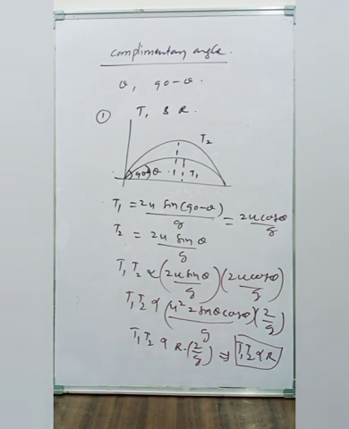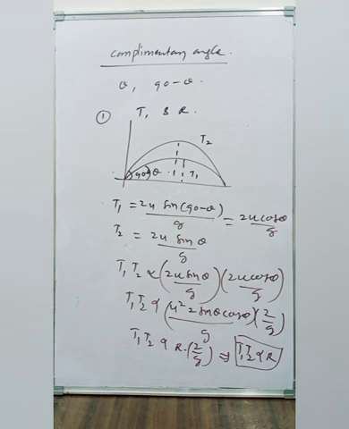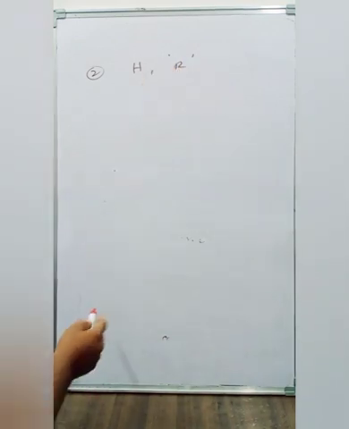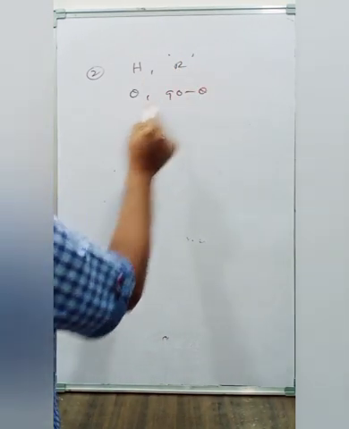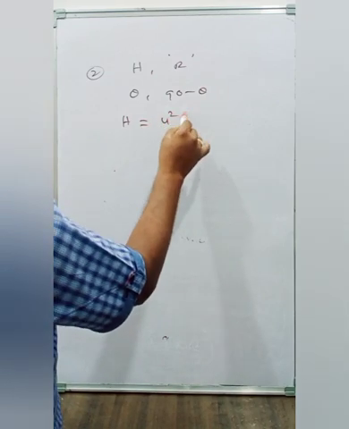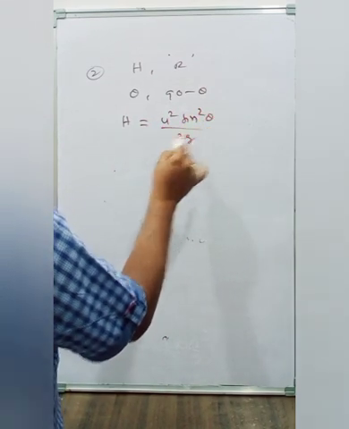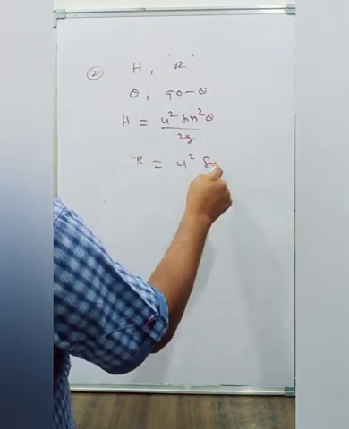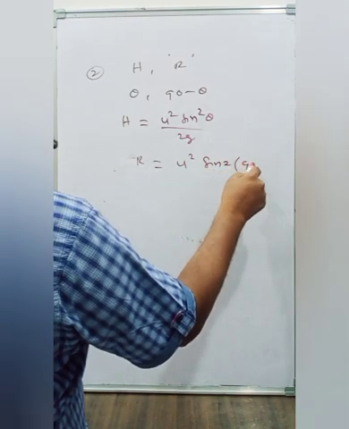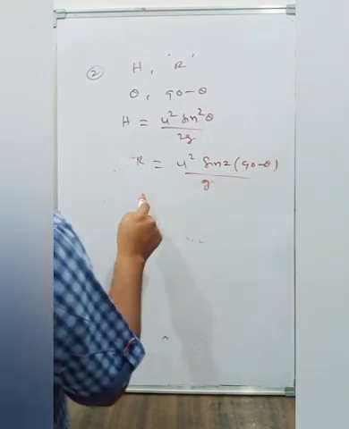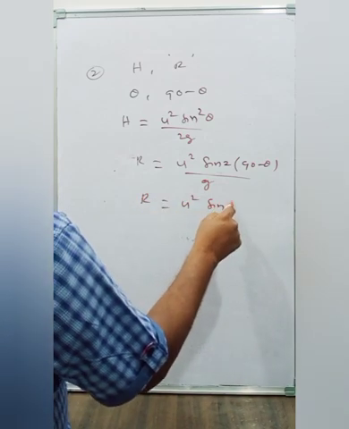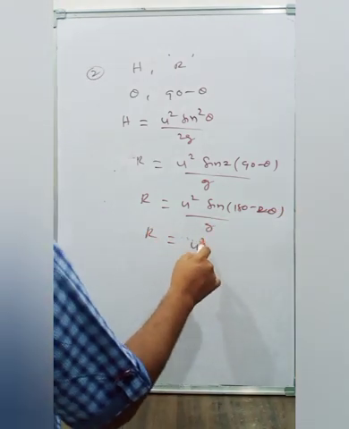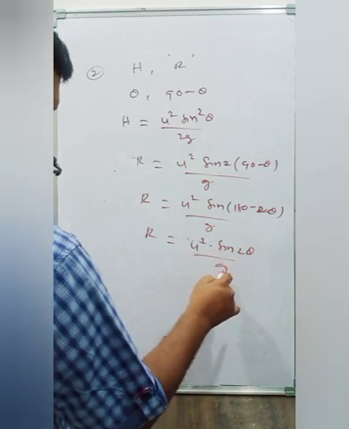Next we have the relation between range and maximum height, for the complementary angles theta and 90 minus theta. So H is equal to U square sin square theta by 2G, and R is equal to U square sin 2 into 90 minus theta by G. Therefore R is equal to U square sin 180 minus 2 theta by G. Therefore R is equal to U square sin 2 theta by G.